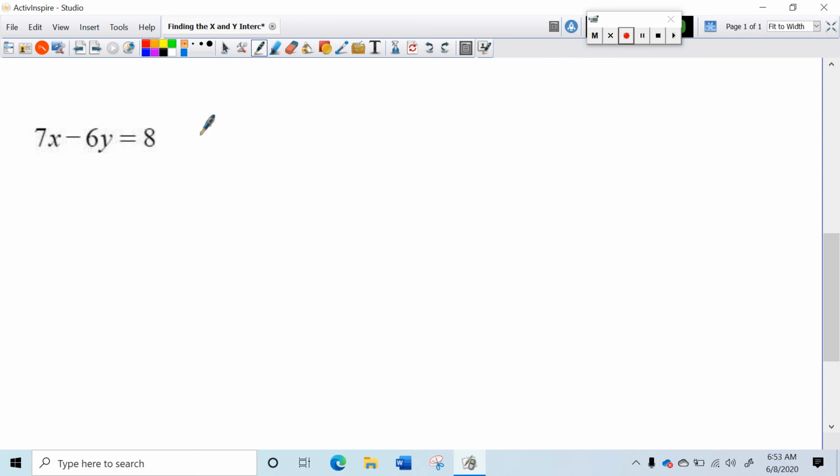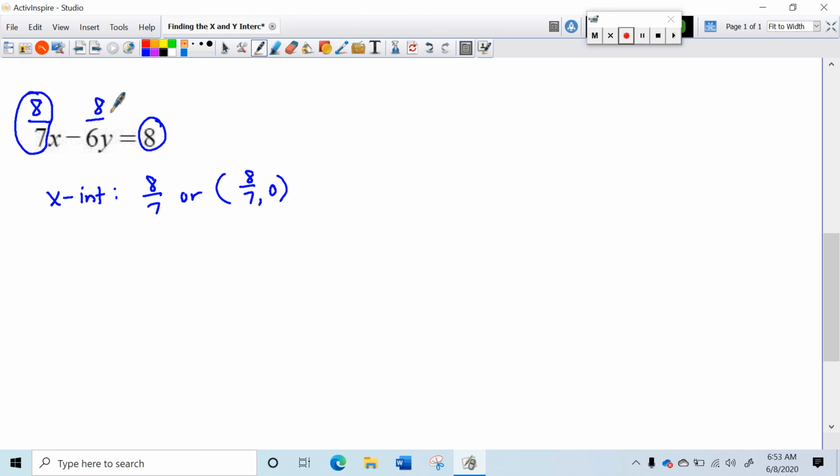Okay, so again, take the constant, pop it up top of each one. The x-intercept is stuck to x. So that's 8 over 7. Or if you're going to write it as a point, 8 over 7, 0.